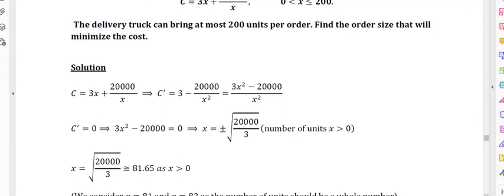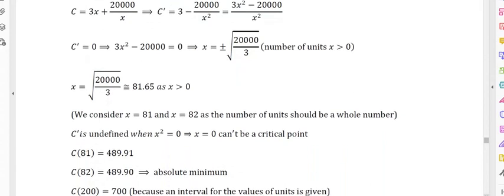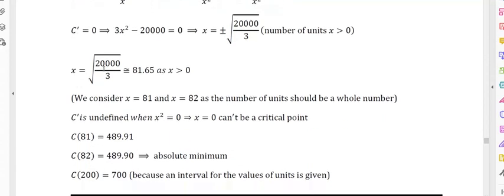So we are only left with the positive critical point that we derived, which is the square root of 20,000 by 3, which is approximately 81.65, simply as x has to be bigger than 0. We consider now the 81 and the 82 as the critical points. We can do that rounding mathematically, that it's going to be 82, because this 6 after the decimal is greater than 5, so we will round this up.